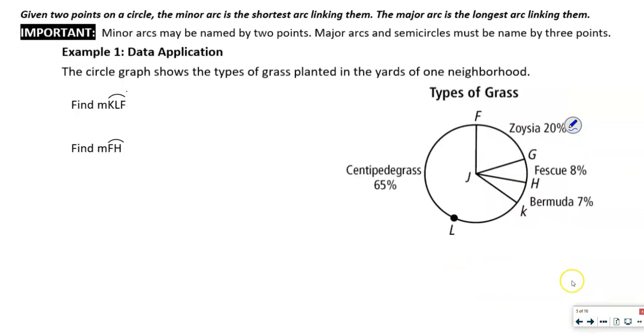So this next one says, given 2 points in a circle, the minor arc is the shortest arc linking them. The major arc is the longest arc linking them. Minor arcs may be named by 2 points, but major arcs and semicircles must be named by 3 points, okay?